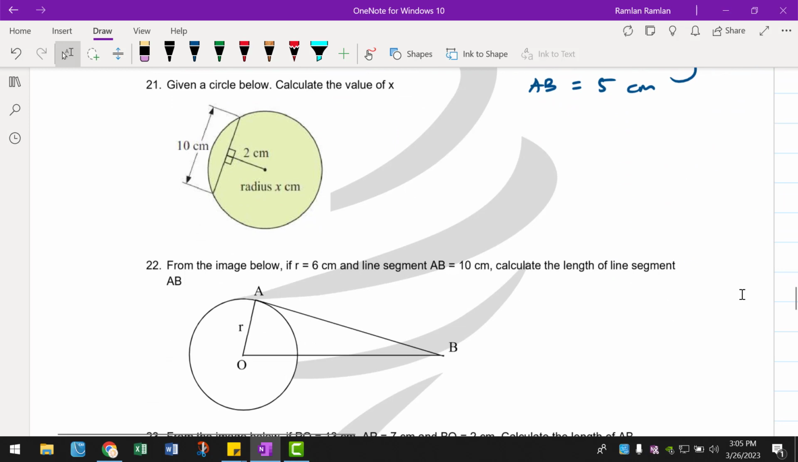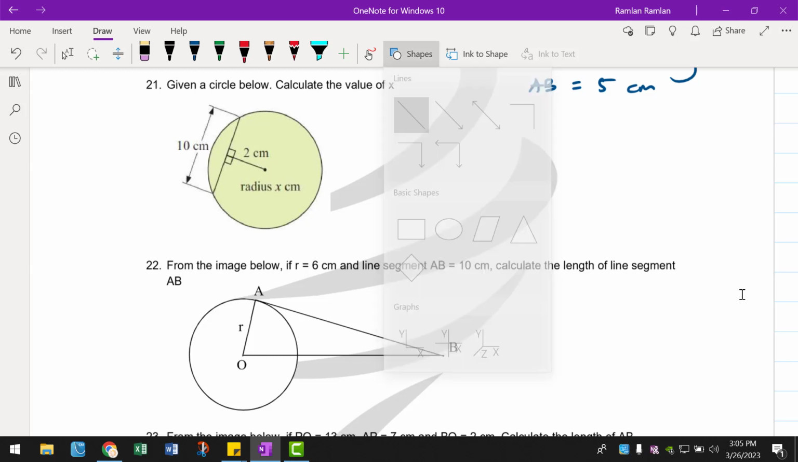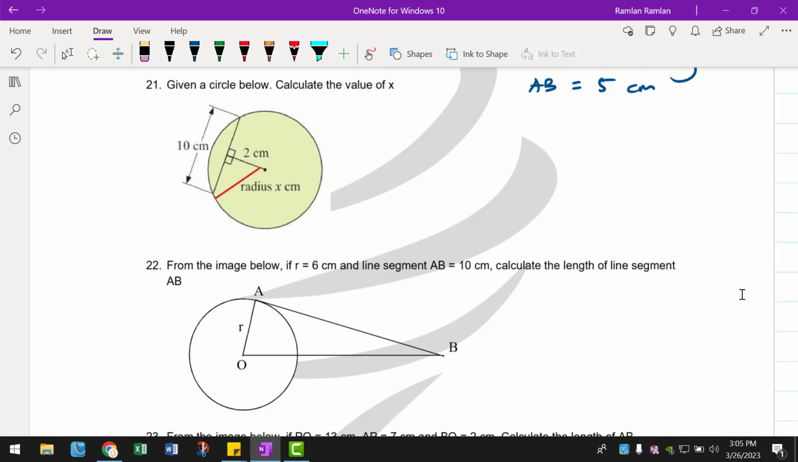Given a circle below, calculate the value of x. So the x is the radius. We don't have any radius, I mean, there's no image of the radius yet, so it's a good idea if you just draw them like this. Maybe I'm going to put that a little bit here, and it's going to be from there to there. So this is the radius, so that is the x.